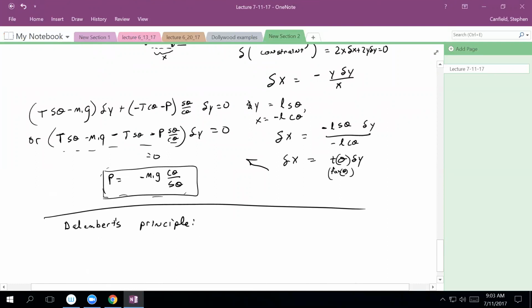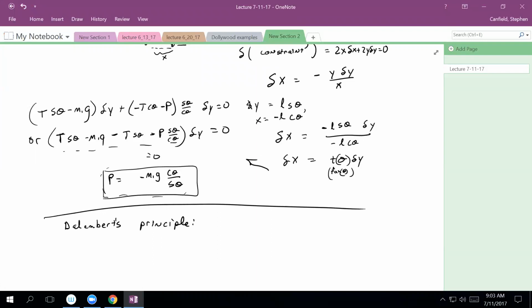By the way, any questions, comments? So, Dr. Canfield, this is Kevin. I write with my right hand pretty well, and this is like trying to learn how to write with my left hand, a whole other method. Is there like future problems that this is going to apply to?